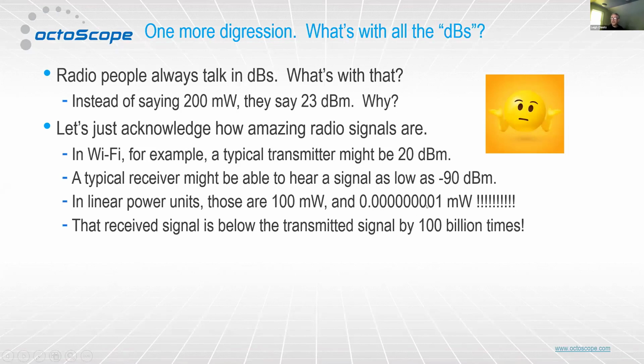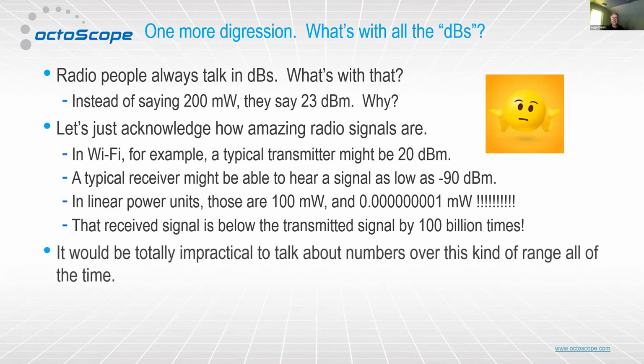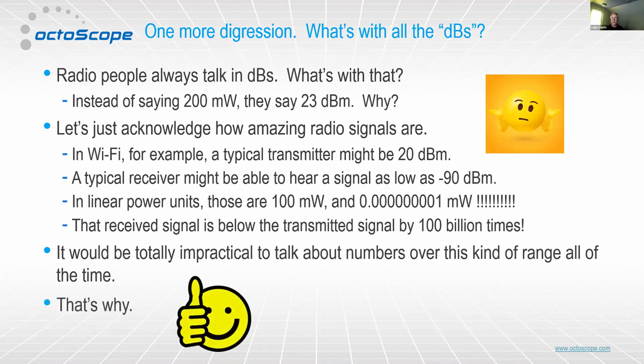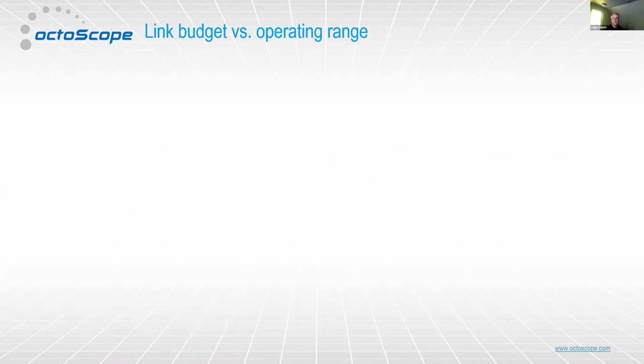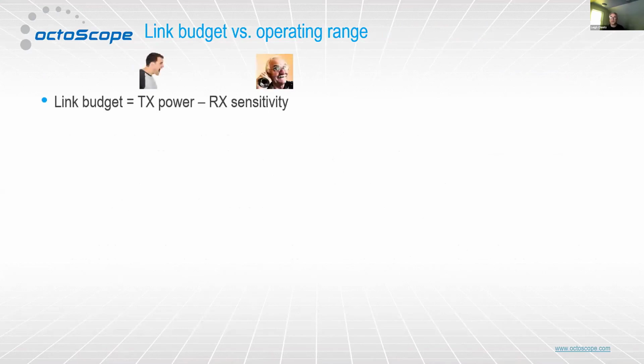Those things are different by 11 orders of magnitude. So you can see it's below the transmitted signal. The received signal is below the transmitted signal by 100 billion times. Again, I just find that amazing. But as you can imagine, it would be really impractical to talk about things, when you're actually working day to day, talking about these kinds of ranges. It's just impossible. So that's why people use dBs. It's a much more convenient mechanism for referring to these dramatically different scales of numbers that we have to deal with in radio.